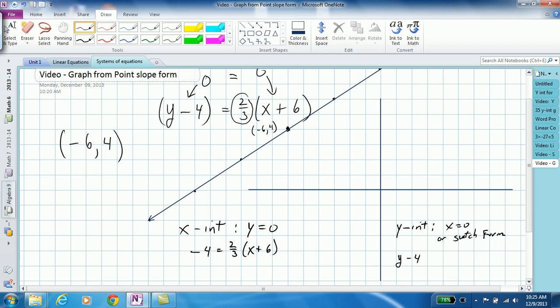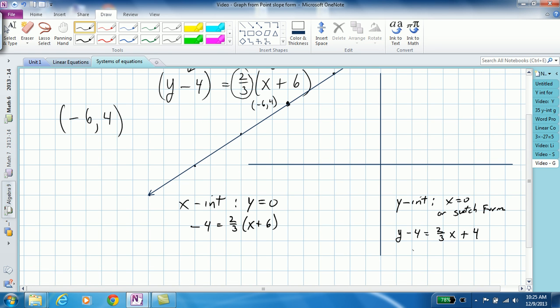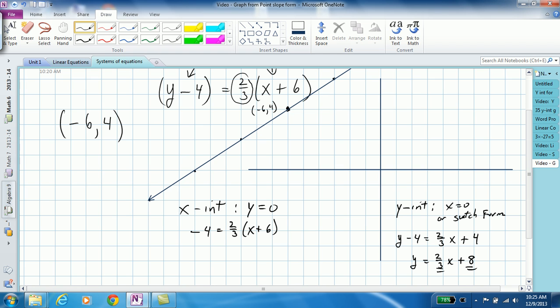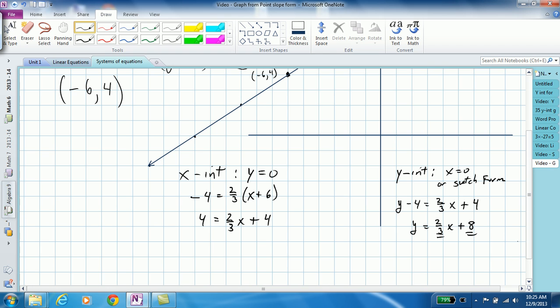So y minus 4 equals, I'm going to distribute, 2/3 x plus 2/3 of 6 is 4. And then we have y equals 2/3 x plus 8. So the y-intercept is 8, slope is 2/3 as we expected. Over here, still solving to find out the x-intercept, we have 2/3 of x plus 2/3 of 6 is 4 equals -4. So we have 2/3 of x equals, subtract 4 from both sides.